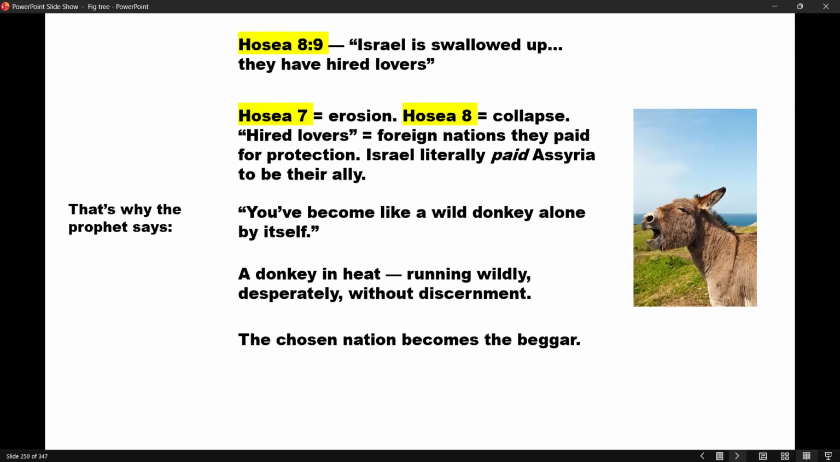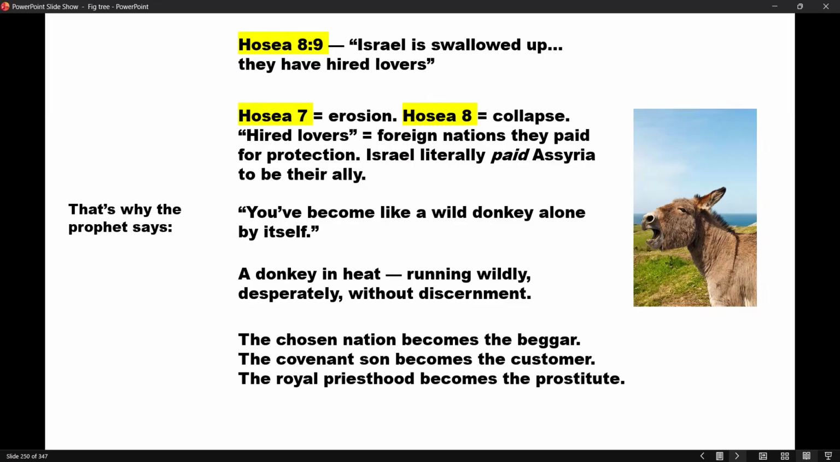The chosen nation becomes the beggar. The covenant son becomes the customer, right? The royal priesthood becomes the prostitute. And the strangers, they ran to end up swallowing them whole.